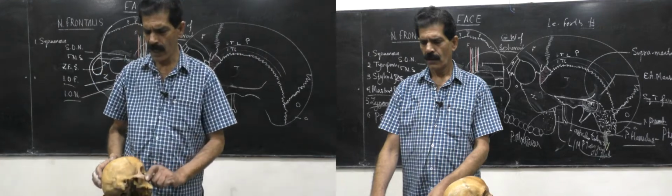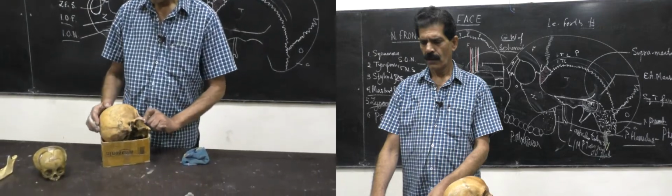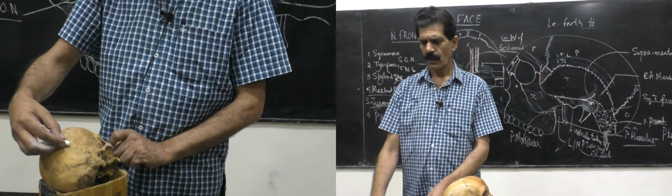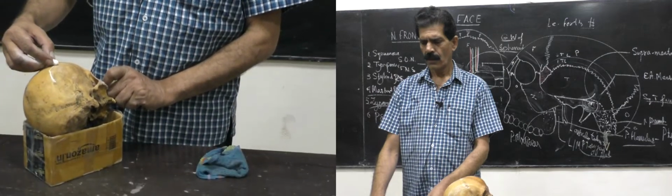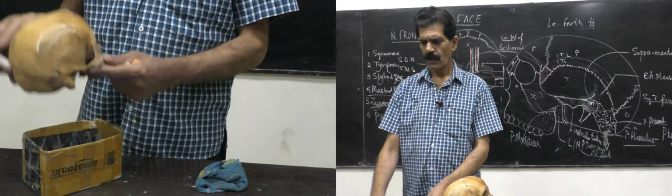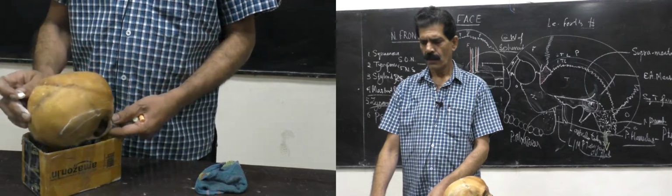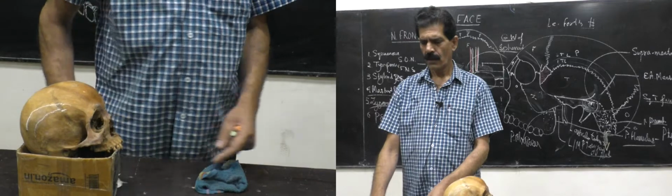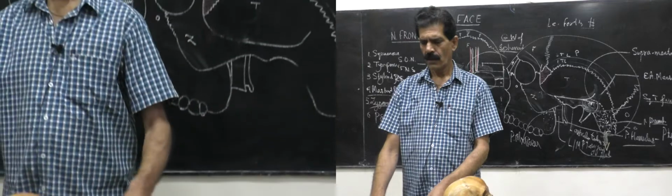They are more prominent in the male skull, but very less in the female. So this is the superior temporal line. This is the inferior temporal line. This is the male skull, so it is visible. Two temporal lines are visible. Then the question arises, what is attached to them?